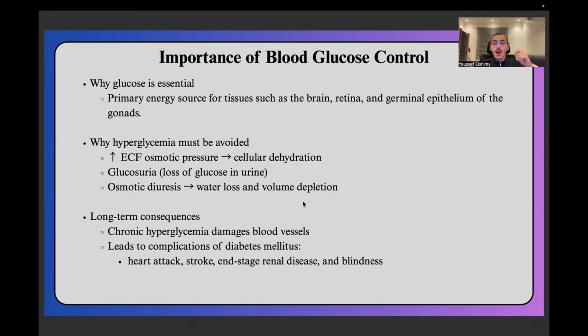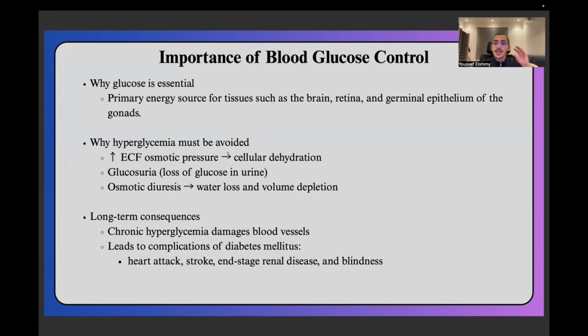So why should hyperglycemia be avoided? Because in case of high blood sugar levels, you know that sugar has an osmotic pressure. It's very high in osmolality. So this would lead to an increased extracellular fluid osmotic pressure. And what would happen is that fluid from the cells would get shifted from the cells to the extracellular fluid. So this would lead to cellular dehydration.